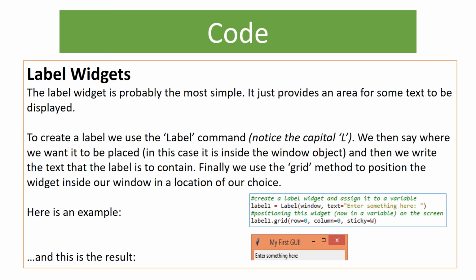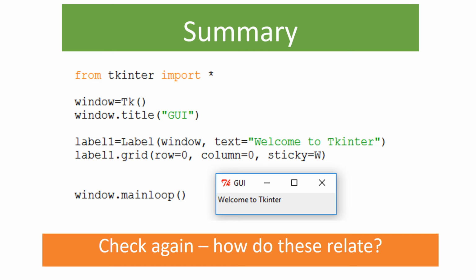We then have a window object. We want to put it into our window. So that name, remember, that we associated with the box that pops up called window. And text in there as well, so enter something here. And finally, I'm using label1.grid to position it on our screen. So we've got 0 and 0. Try it and see what happens.